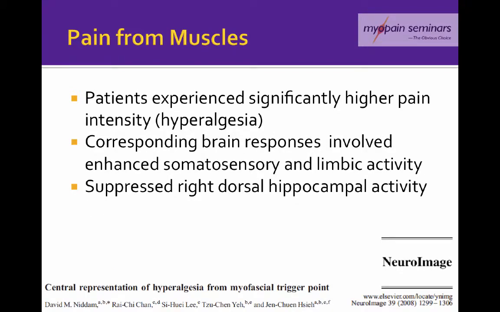When trigger points were stimulated, patients experienced significantly higher levels of pain, also known as hyperalgesia. The corresponding brain responses involved enhanced somatosensory and limbic activity, and it suppressed the right dorsal hippocampal activity. So there are specific parts of the brain that get involved with peripheral nociceptive input from muscles.